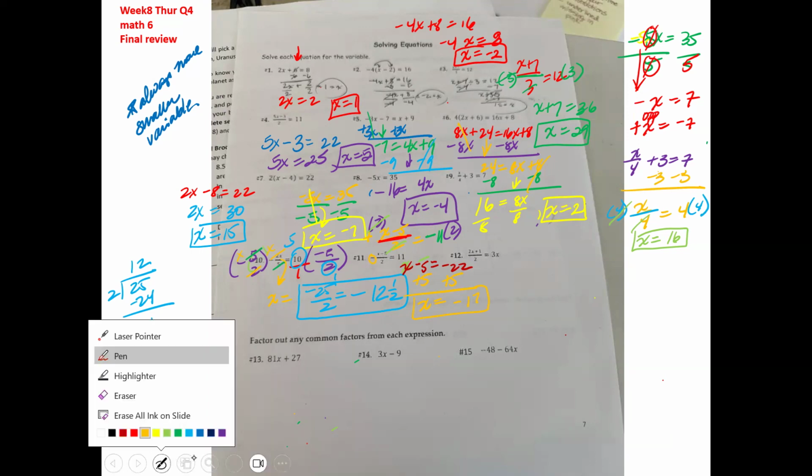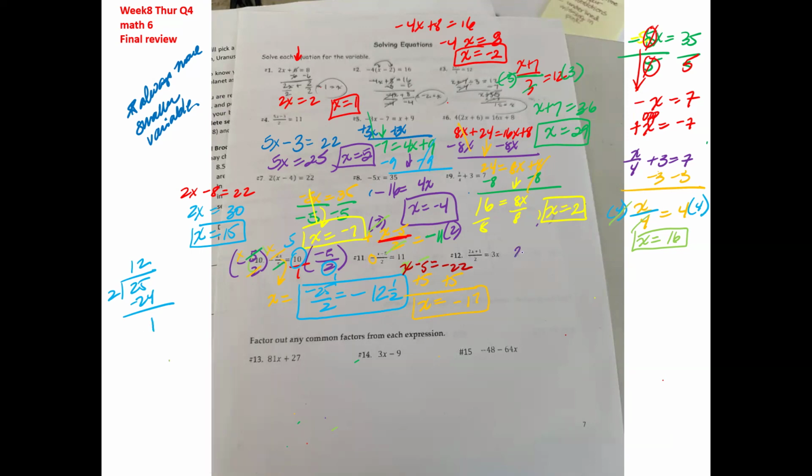Number 12. 2x plus 1 over 2 equals 3x. What is the first thing that you do? What number do you want to get rid of first? I want to get rid of 2. How do you get rid of it? Try multiplication. Yep. So let's do that. So then what ends up happening is that this part cancels, 2x plus 1 equals 6x.